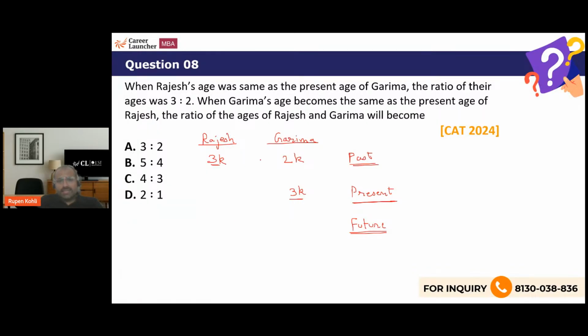So this difference in ages is k over here. So here also it should be k. So 3k plus k, Rajesh should have become 4k. Now the question goes to the future. When Garima's age becomes the same as the present age of Rajesh, which means now this 3k will become 4k, Garima will become as old as Rajesh is now. The ratio of the ages will become how much? So again, the difference is k. So this is 4k, plus k, 5k. Hence, the ratio is 5 is to 4.